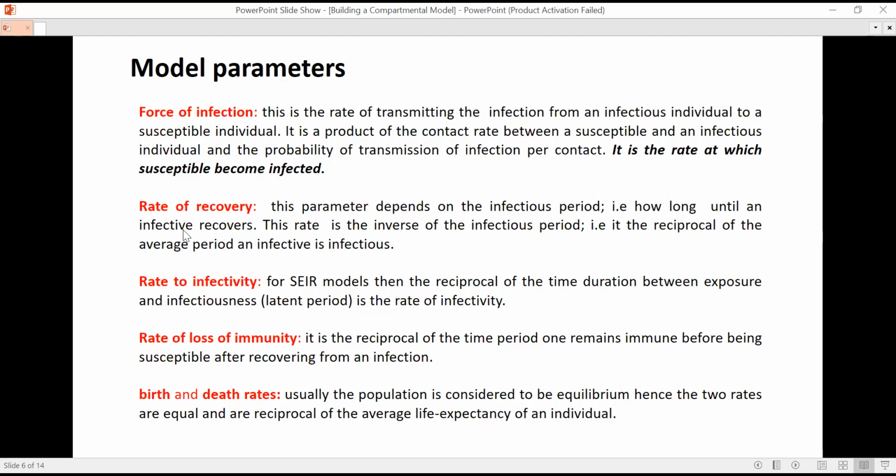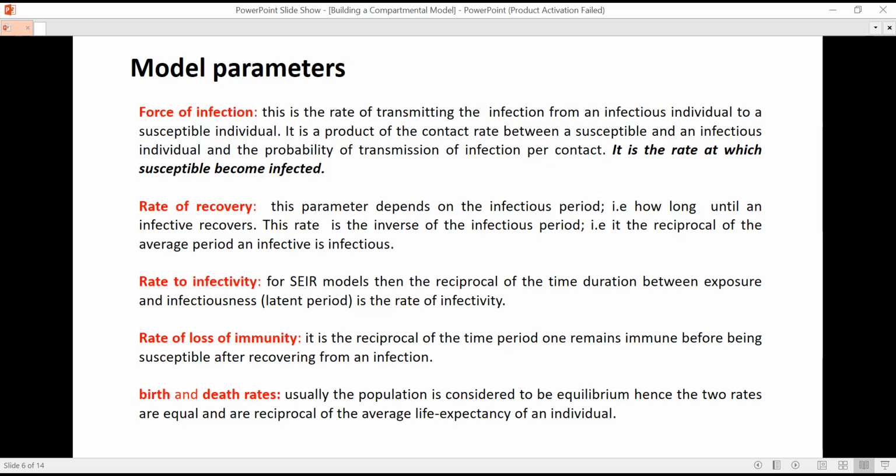So the rate of recovery, this parameter depends on the infectious period. How long does it take until someone recovers? So if you get COVID today, it takes you maybe, let's say, 2 weeks, for instance. And then the rate of recovery will be 1 over 2 weeks.